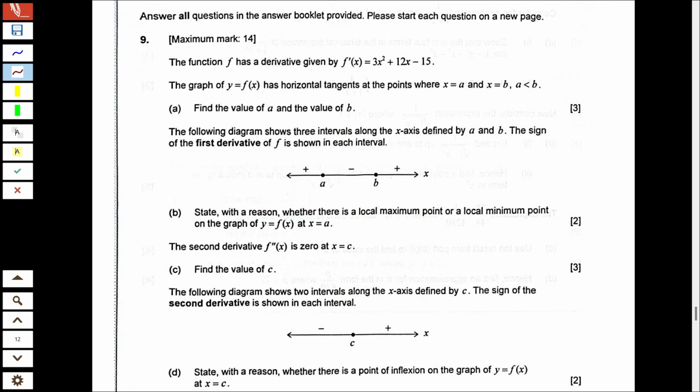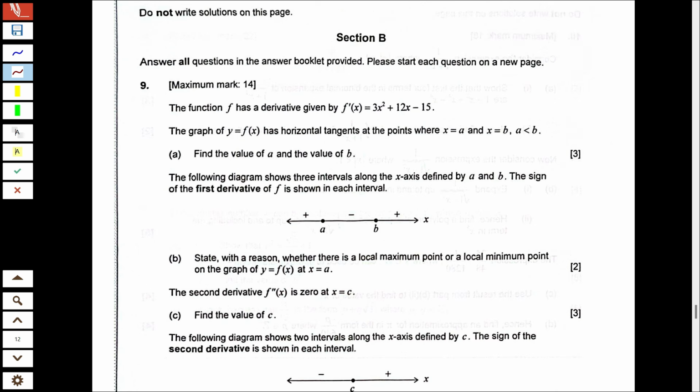Question 9. The function f has a derivative given by f prime of x equals 3x squared plus 12x minus 15. The graph of y equals f of x has horizontal tangents at the points where x equals a and x equals b. a is less than b. Find the value of a and the value of b. If these points are horizontal tangents, it means the derivative of this function will be 0 at the points a and b, right? So when you find the factors of this expression, you will see that the factors of 3x squared will be 3x and x.